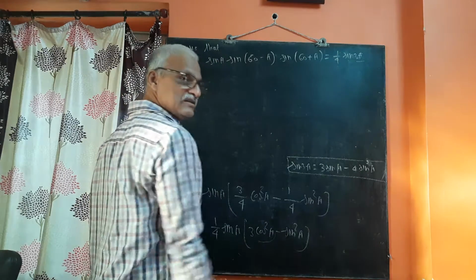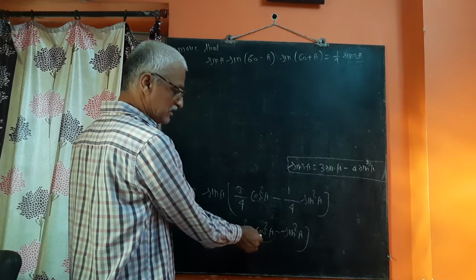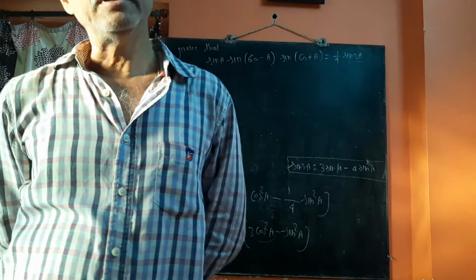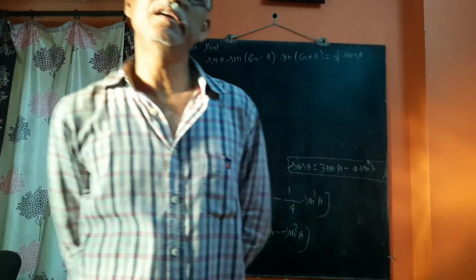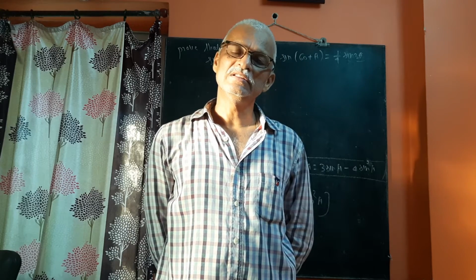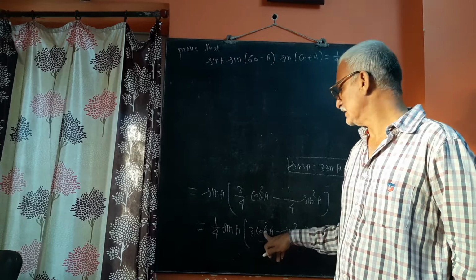Here all terms are in sin. Here this is sin, but this one is cos. So we have to eliminate cos square a. How will you eliminate cos square a? By using the identity. We know that sin square plus cos square equals 1, and therefore cos square a can be written as 1 minus sin square a.